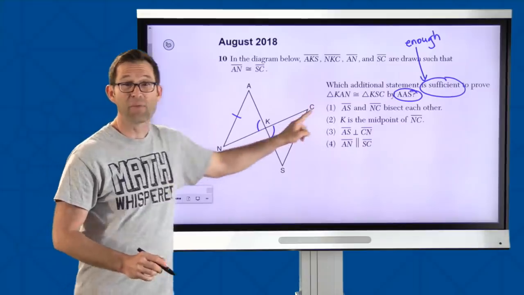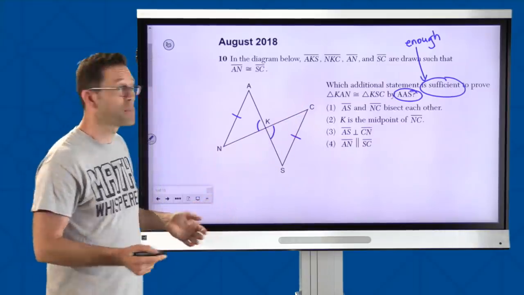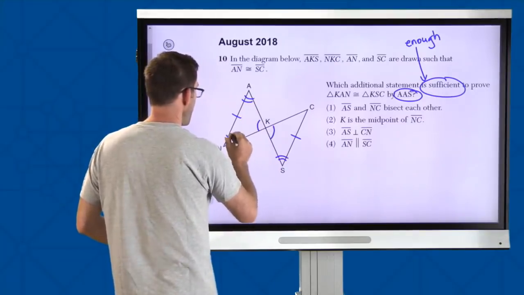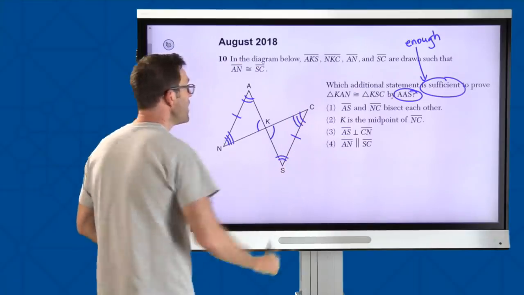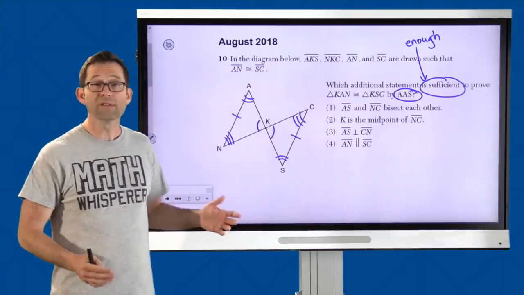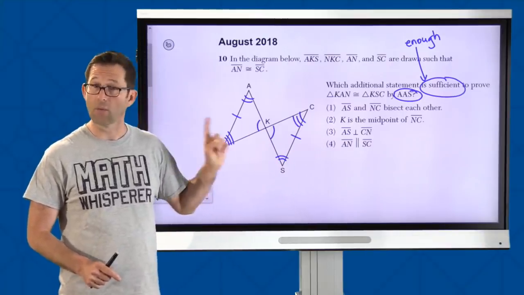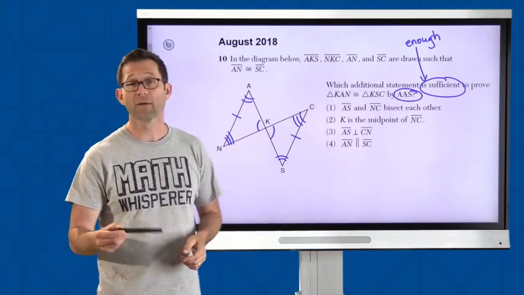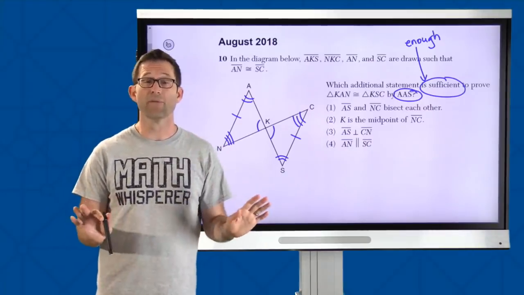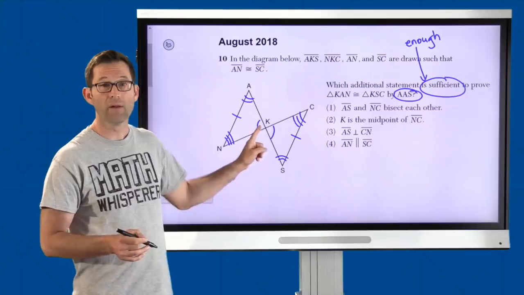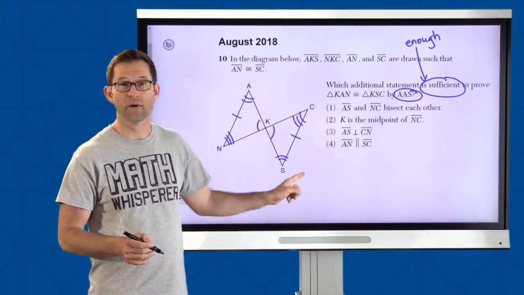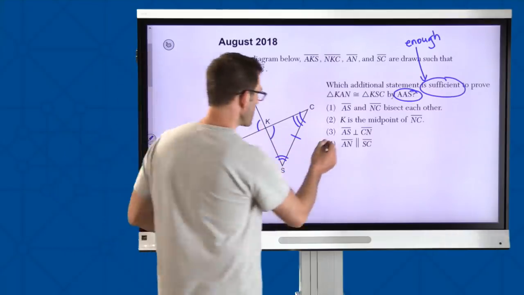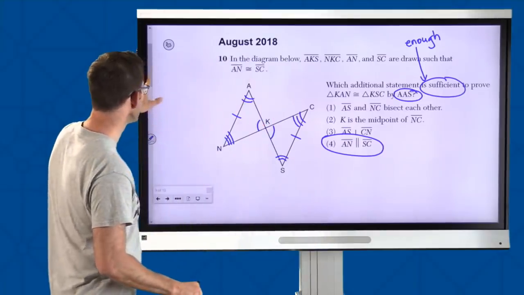AN is parallel to SC. Now, if we know AN is parallel to SC, that's going to tell us that this angle pair is congruent. Those are alternate interior angles. And it's also going to tell us that this one's congruent. Now, just keep in mind, with this last little piece of information, it would be enough to prove these two triangles are congruent by two different methods, angle-angle-side or angle-side-angle. But it is certainly enough to prove them congruent by angle-angle-side. We got an angle congruent to an angle, and a side that's not in between them that are also congruent. Parallel lines, very important.